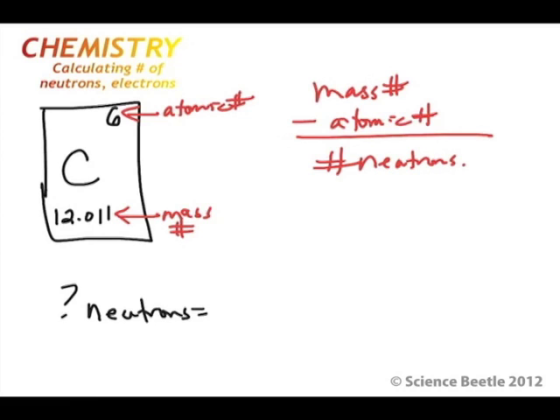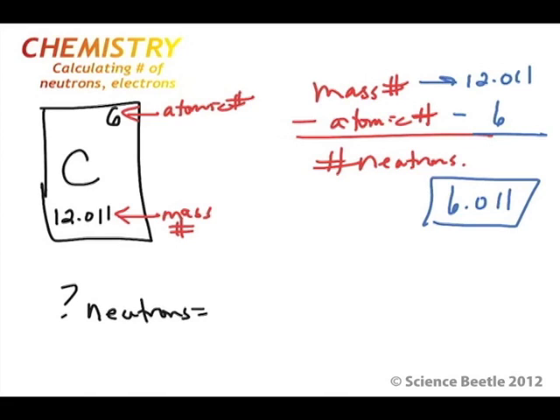Okay? So if we go ahead and do this and substitute the numbers, if we take the mass number here and we put 12.011 and we subtract the atomic number, in this particular case 6, the number of neutrons, if we do this right, is going to be 6.011, or a number of 6. So in this particular answer, the number of neutrons that we're looking for is going to be 6.